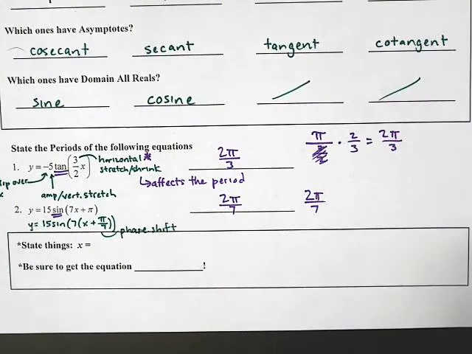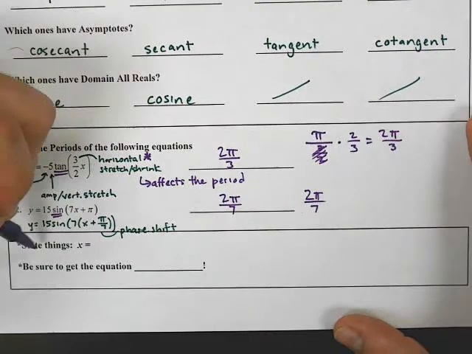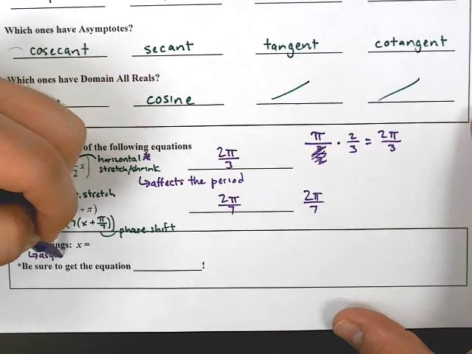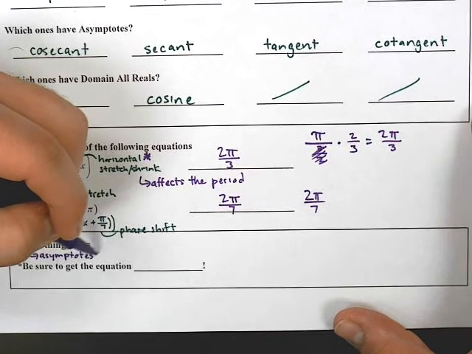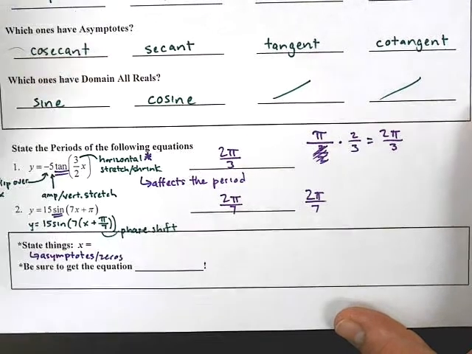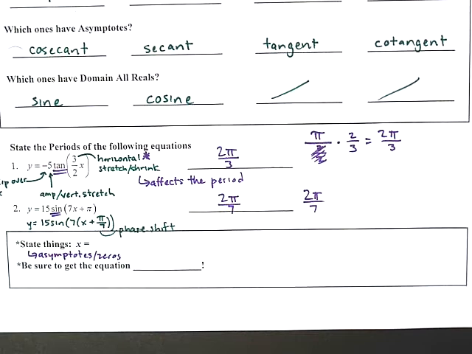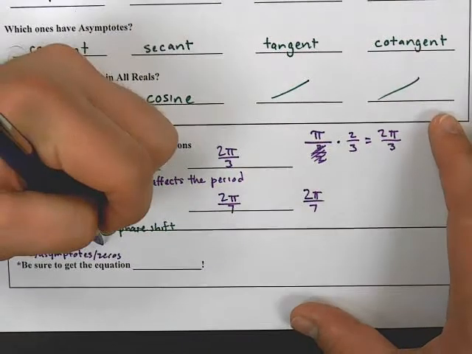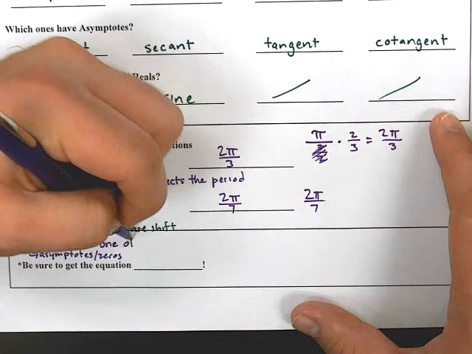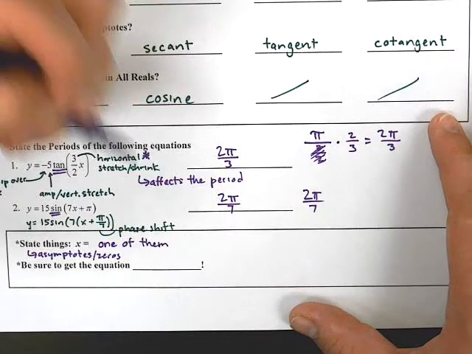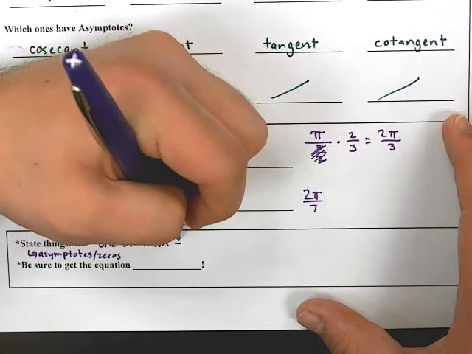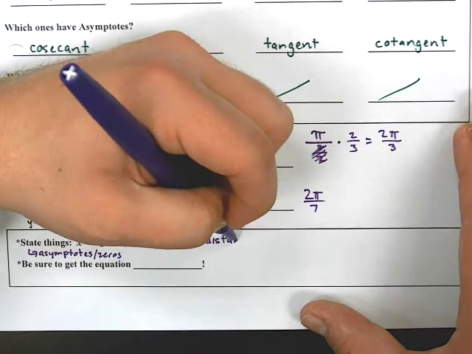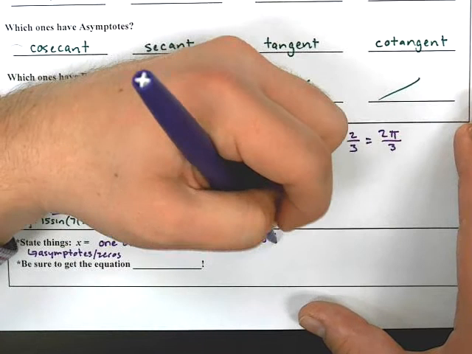Alright? Okay, so when we state things, and by that I mean asymptotes or zeros, what we do is you need to find one of them. Alright, so you state one of them, and then you add or subtract the distance to the next one.